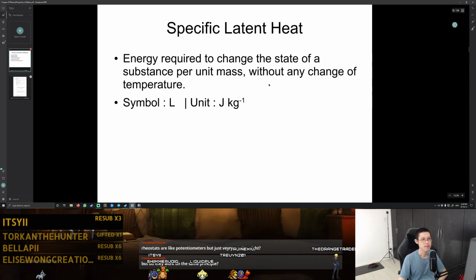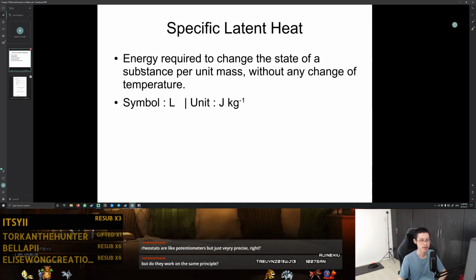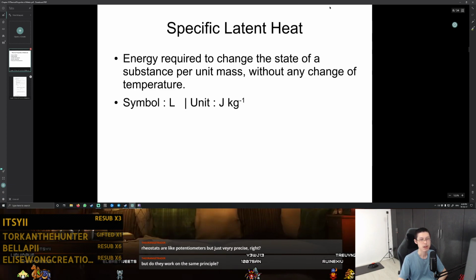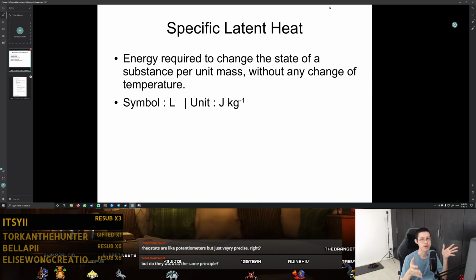Okay, so that's where this comes into play. Suppose I want to evaporate or boil away 1 kilogram of water. How much energy do I need? The answer has to do with the specific latent heat. Let's say the specific latent heat is 10 joules per kilogram. That means if I want to boil away 1 kilogram of water, I need 10 joules of energy.